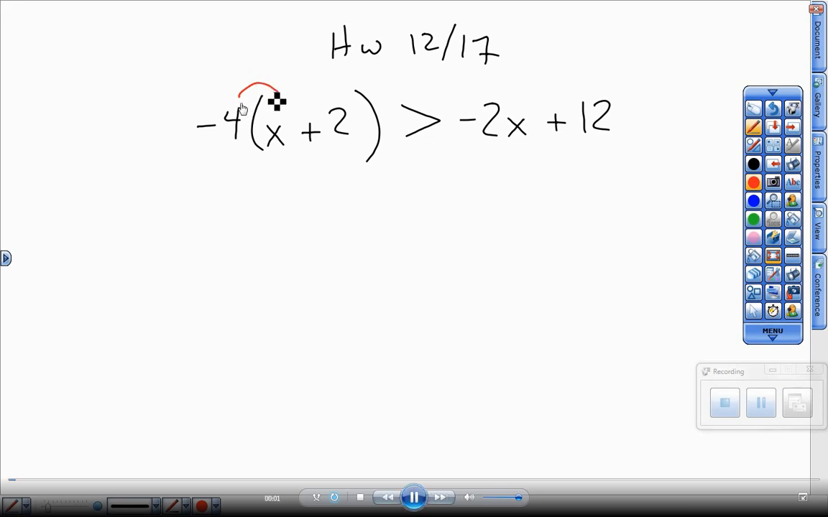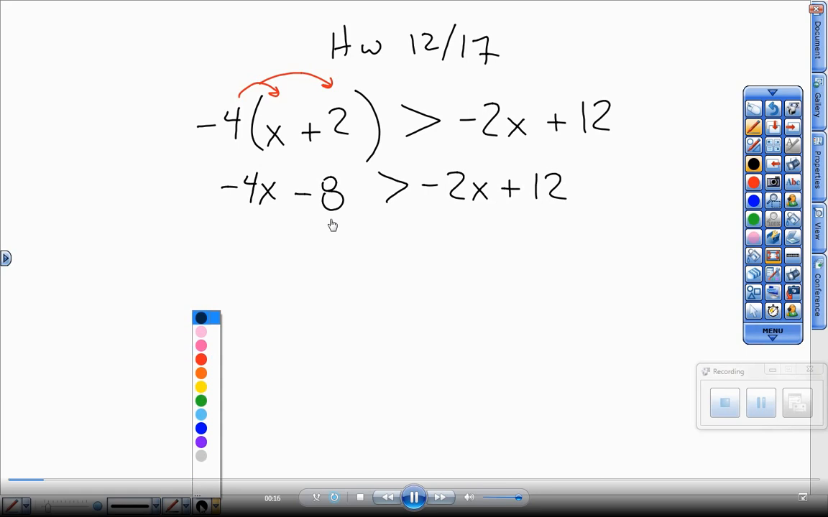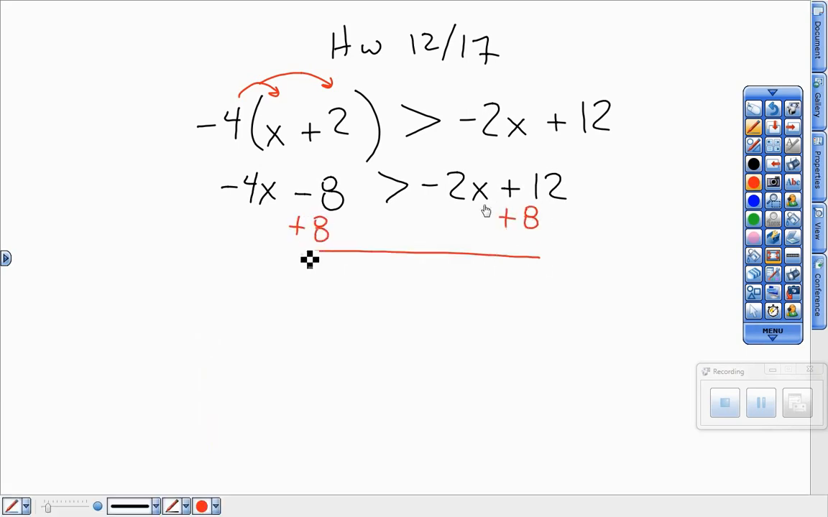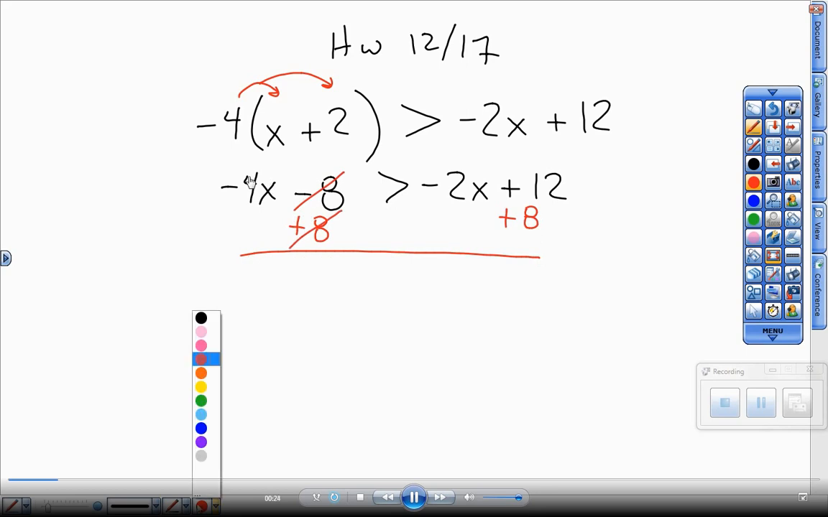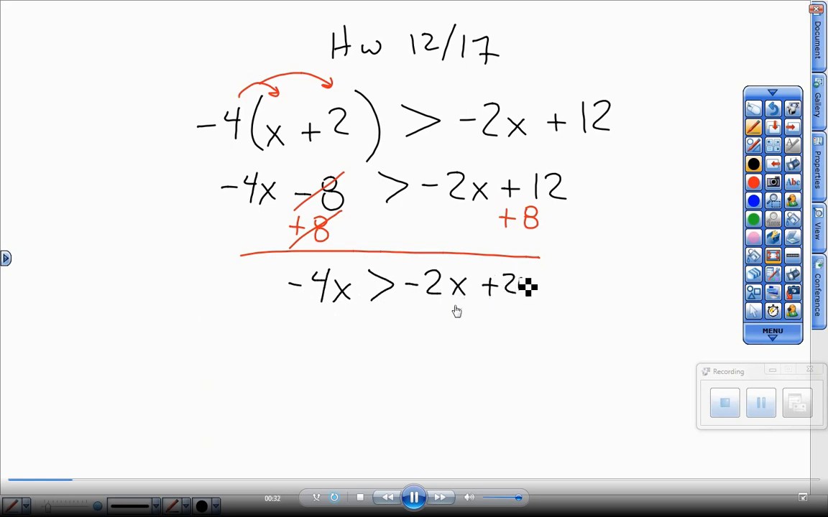First thing, distribute this -4. -4 times x, -4 times 2 gives me -4x minus 8. More than -2x plus 12. Start by adding 8 to both sides. Bring down -4x. Bring down your inequality, which is more than, -2x plus 20. Stay on that side. Do the opposite of minus 2x. Add it. Plus 2x, plus 2x.